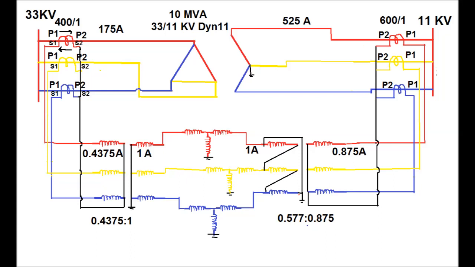And the magnitude and the ratio should be such that if 525 ampere current flows in the primary side, then in the restraining coil 1 ampere magnitude current will flow. Since the CT ratio is 600/1, the magnitude of the secondary current is 0.875 ampere, and that is why the ICT ratio is 0.875:1, that is 0.577 current will flow in the winding, and as a resultant current 1 ampere flows in the restraining coil.